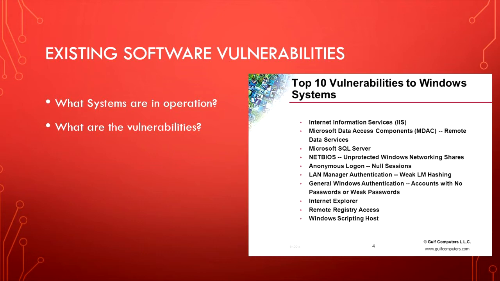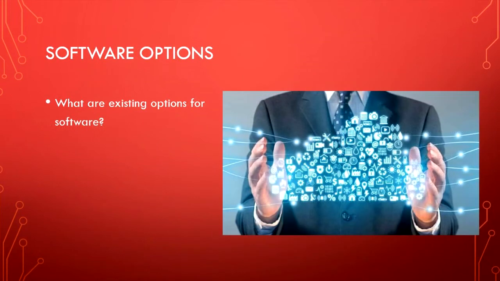So now that we understand what our vulnerabilities are right now, it's essential to understand what options are available to us as far as software options. So what are the software options right now that we can potentially use to our advantage and help us move forward with the business functions? Essentially, we have Linux, Ubuntu, and Mac OS.